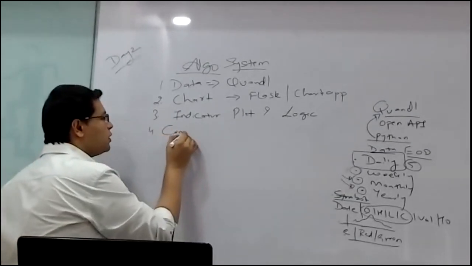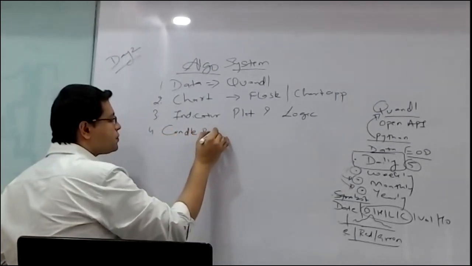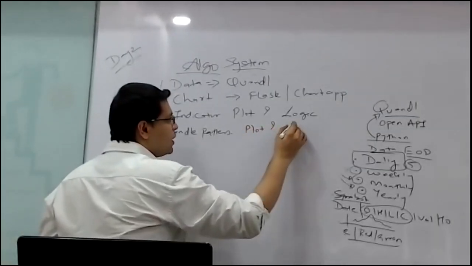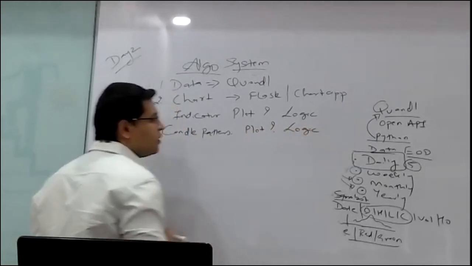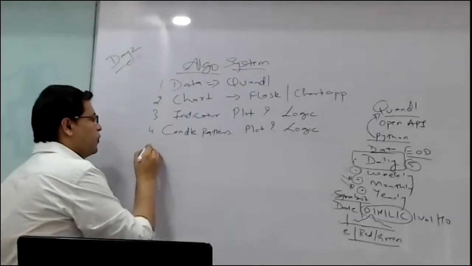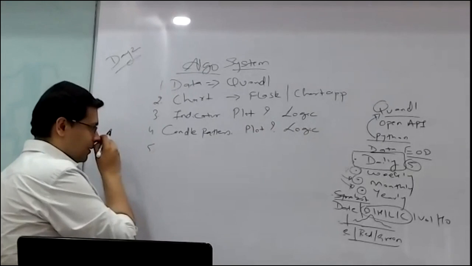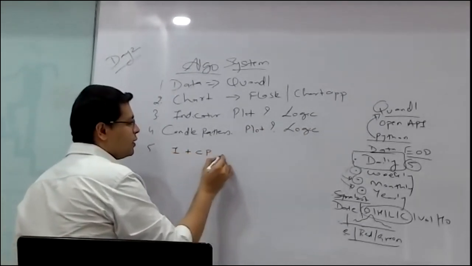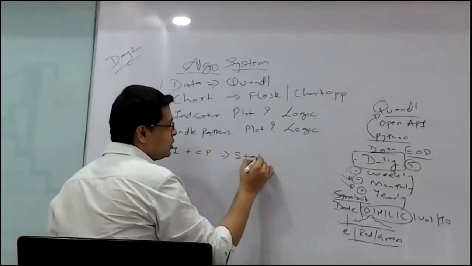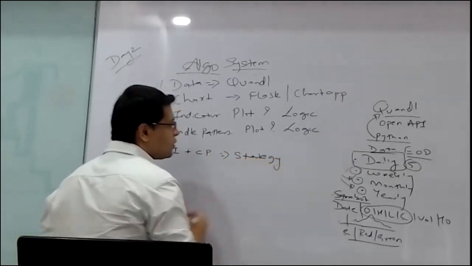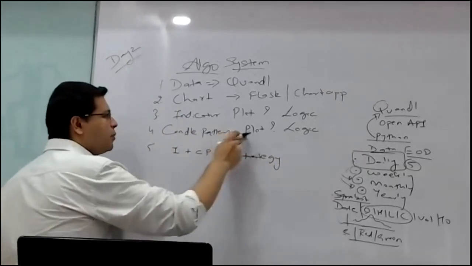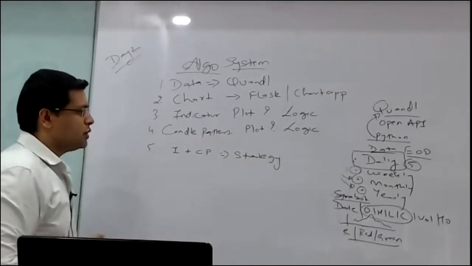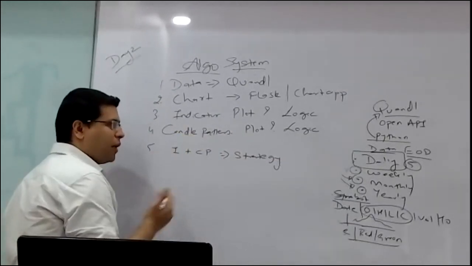Fourth, we go for candle patterns. Again, we plot them and make a logic which might work. Fifth idea is basically to combine the third and fourth, indicator plus candle pattern, and make your strategy. Today is what we try to understand them, plot them, and I will also show you how to make simple strategies using them or combining them.